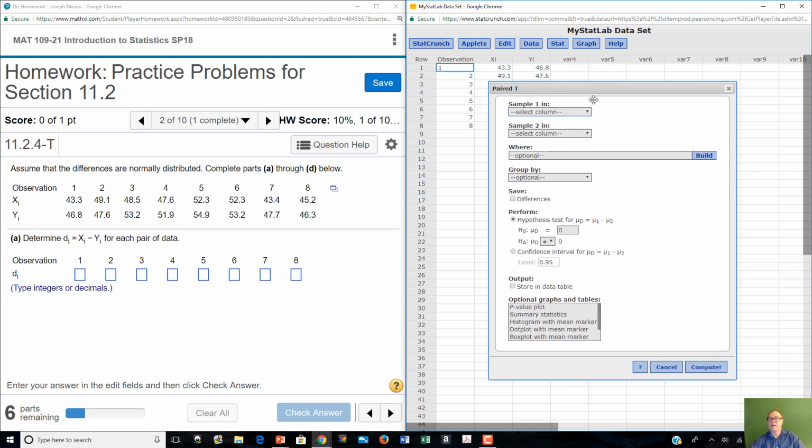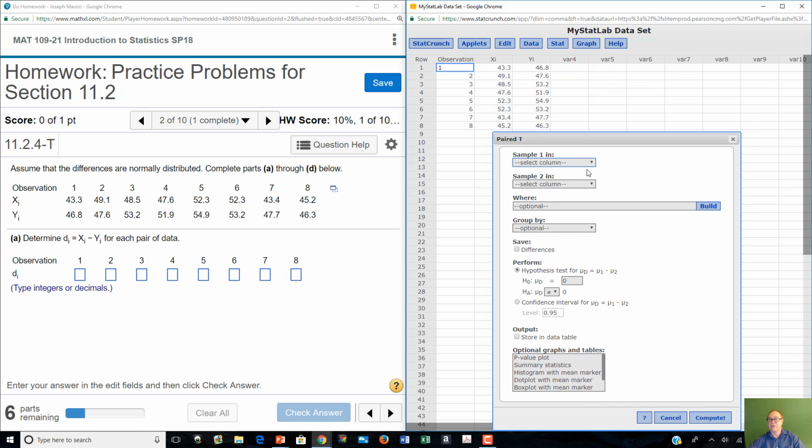Now, select the column with the x value. Because it's x minus y, I'm going to click the x first. Then sample 2 is going to be the y, because I want x minus y. Now, since we have to find the differences, down here where it says Save Differences, click Save Differences.